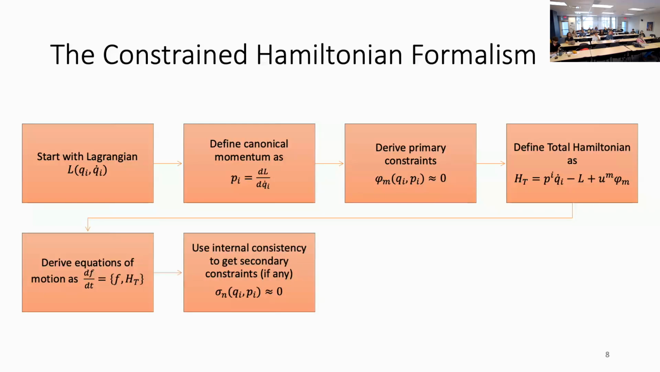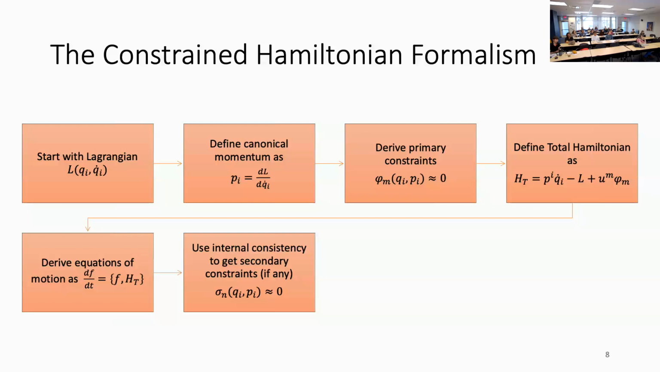We then use the fact for consistency that it ought to be the case that the primary constraints continue to hold over time. That is, it ought to be the case that when we put the primary constraints into the equations of motion, they should also give us something weakly equal to zero. And when we do that, we find in certain cases that there are further constraints on the relationship between the position and momentum variables that we call the secondary constraints.